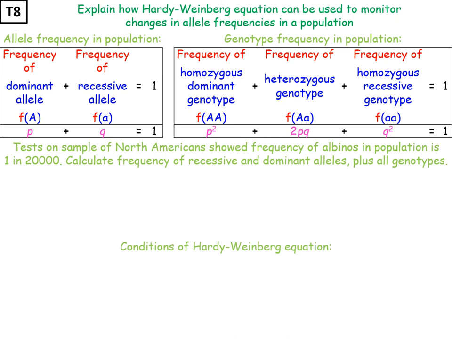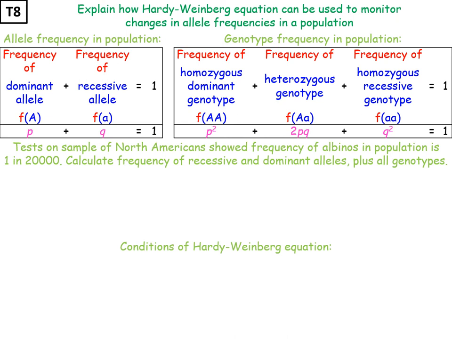And so we could look at the frequency of the dominant allele, which we call P, and the frequency of the recessive allele, which we call Q. So P plus Q must equal one altogether. So if 60% of the alleles are dominant, therefore 40% of the alleles must be recessive.